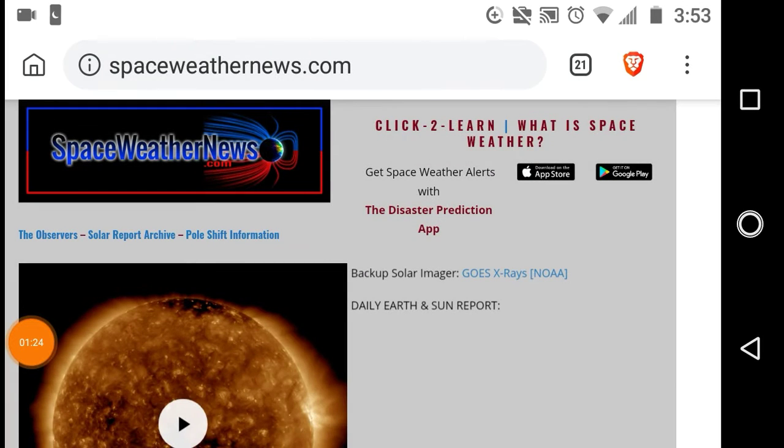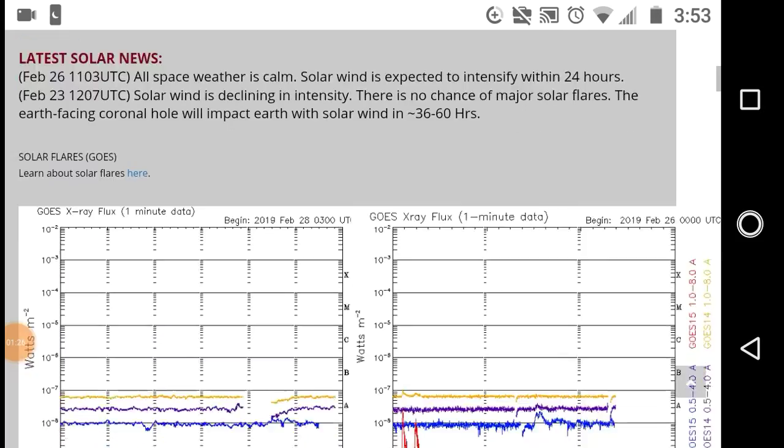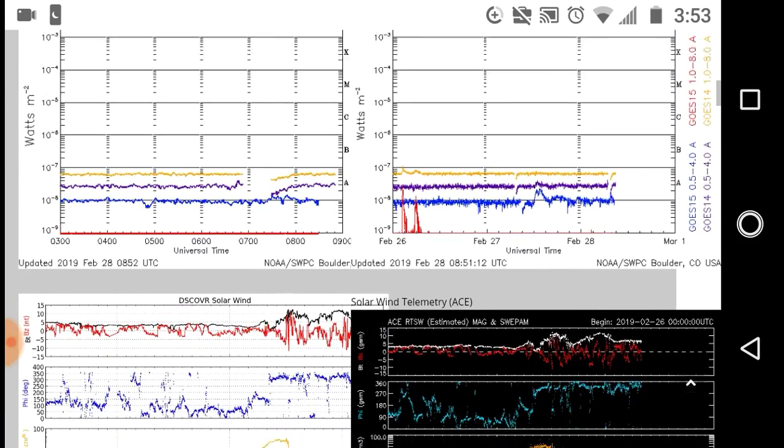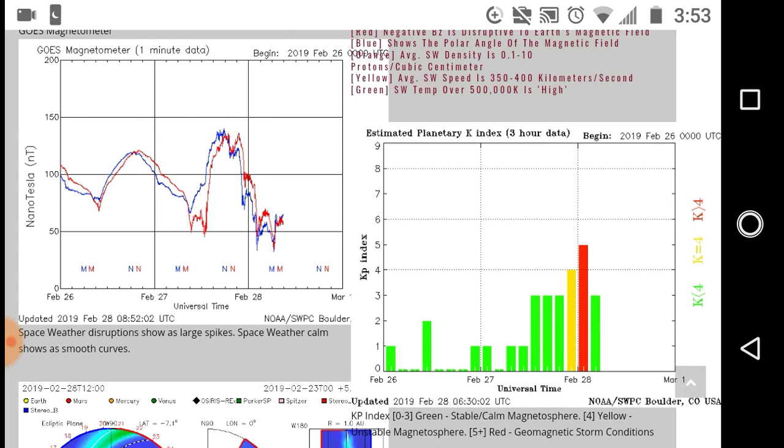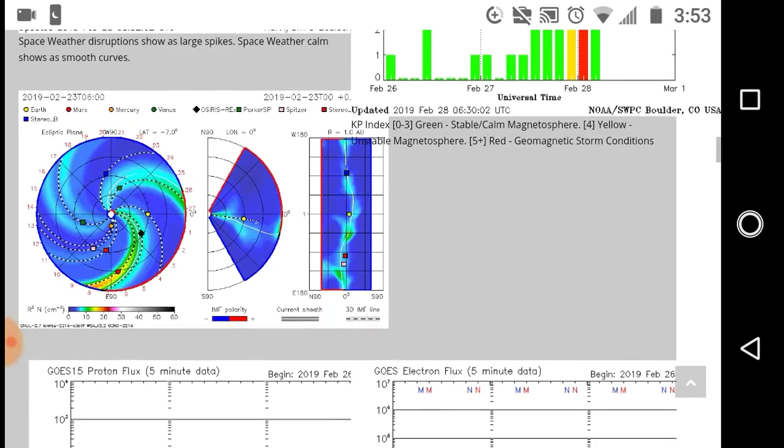Next, we'll go to spaceweathernews.com. See no X-ray flares, not a surprise there. We see these big undulations in the magnetometer. That's because of the solar wind stream. And we see the KP went up to 5 there, and now it's back down to 3. Be keeping an eye on that throughout the day today.